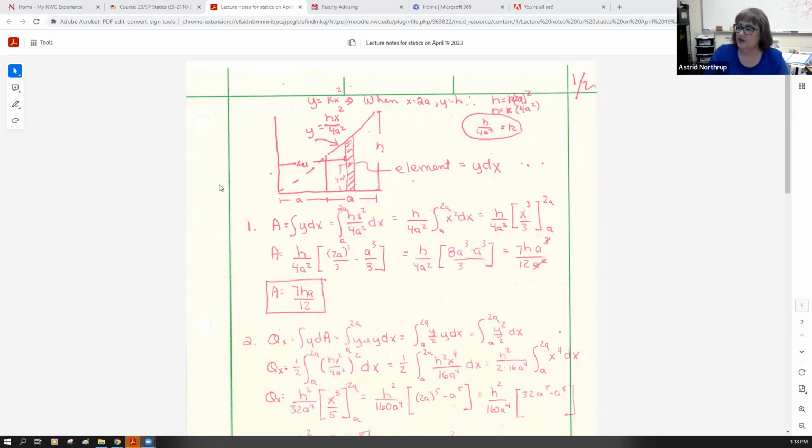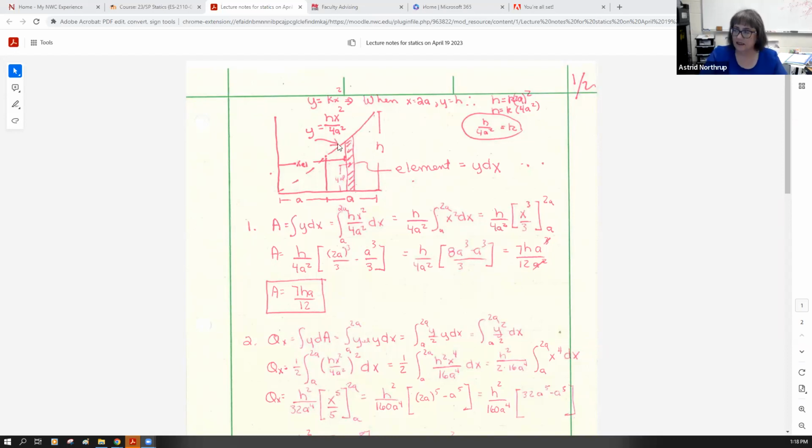There are basically 5 steps to finding the centroid location, and I am using this point here, at the very beginning of the first part of the spandrel, which is not part of our work, as my 0, 0. Everything is referenced from there. After I draw and label the spandrel, I put in the element that I choose to use, which in this case is a dx times y element.